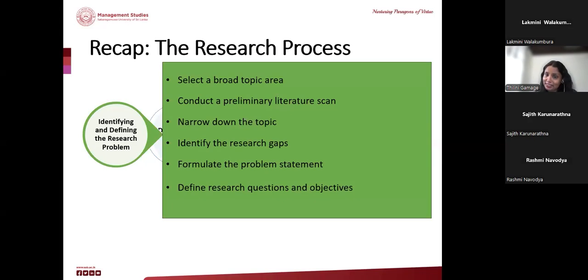This is where you understand, I'm interested in this area, so I must think about doing research in this area. Then you conduct a preliminary literature scan or review, not in detail, but you should understand what has been done before, what has not been done before, and why what has not been studied is interesting or exciting to study as well. Gradually you narrow down your topic and identify the research gaps, which lays the foundation to formulate your research problem and accordingly define your research questions and objectives.